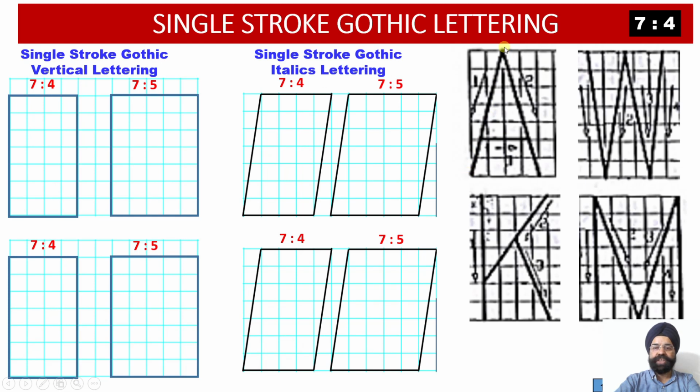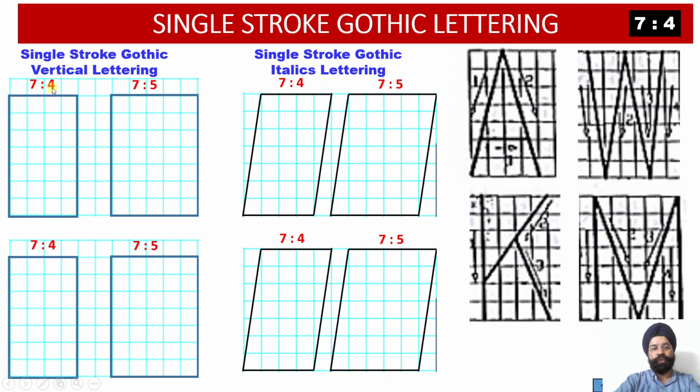First alphabet was A. You can see A means you start from the bottom, then top position is 2 blocks from the right, and then bottom is once again 4 blocks from the left corner, and then this horizontal line will be drawn 2 blocks from the bottom. So let us see how we can write down vertical Gothic lettering A. And what is the size?